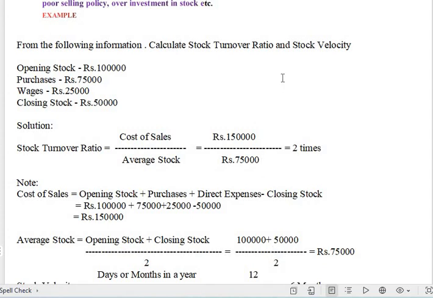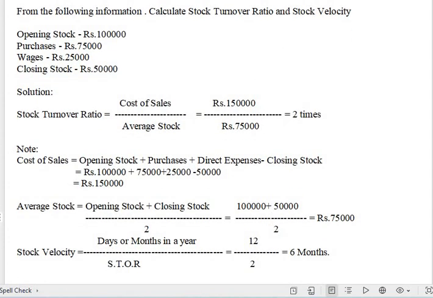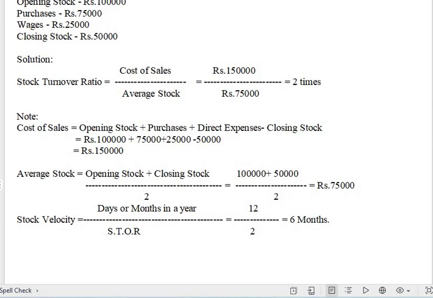Then what is stock velocity? Stock velocity is days or months in a year divided by the stock turnover ratio. Here you can use either days or months. I solved this question using months because in the previous two examples I used only days. So 12 months in a year divided by the stock turnover ratio of 2 gives 6 months to convert our stock into cash.